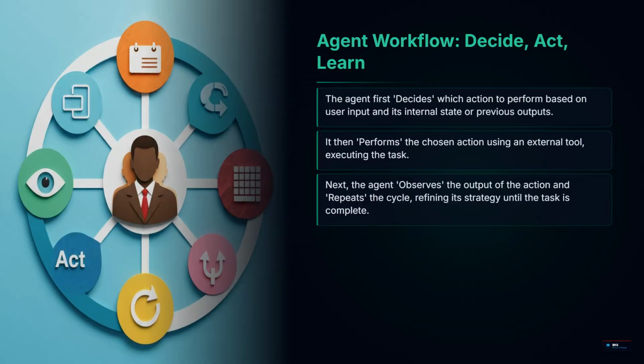An agent's workflow is a continuous loop of decision-making and action. Given a task, the LLM-powered agent first decides which tool to use. Then it performs that action, such as searching Google or querying a database. It then observes the result of that action, evaluating if it's closer to solving the problem. This decide, perform, observe loop repeats until the agent successfully completes the task. This iterative process allows agents to tackle complex, multi-step problems dynamically.